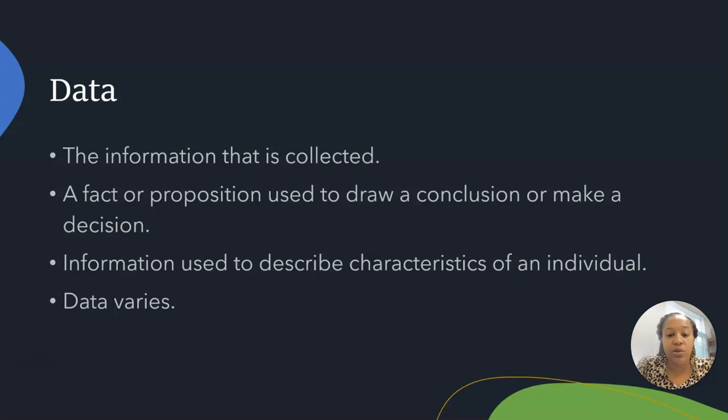It's information that we use to describe the characteristics of an individual or thing, because we may not be collecting data on an individual. And then data varies. So we have different types of data, which we're going to eventually discuss. And so you have a variation of data.